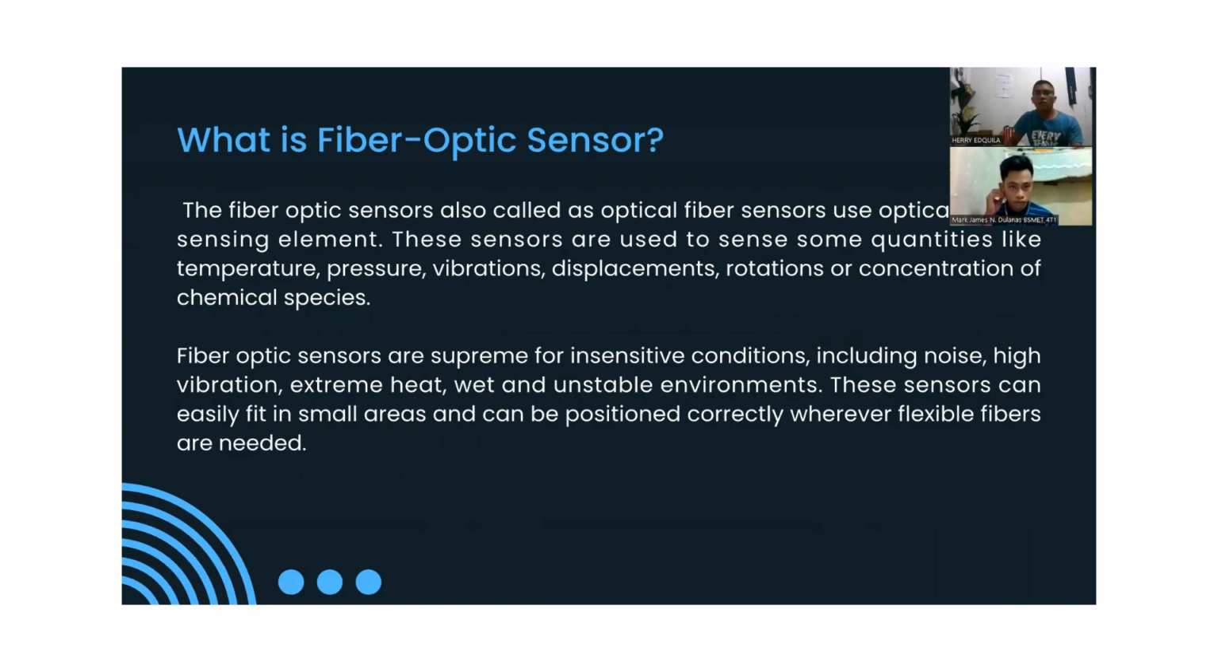So what are fiber optic sensors? Fiber optic sensors, also called optical fiber sensors, use optical fiber as the sensing element. These sensors are used to sense quantities like temperature, pressure, vibrations, displacements, rotations, or concentration of chemical species. Fiber optic sensors also work in harsh conditions, including noise, high vibration, extreme heat, and unstable environments. These sensors can be easily fit in small areas and can be positioned correctly wherever flexible fibers are needed.